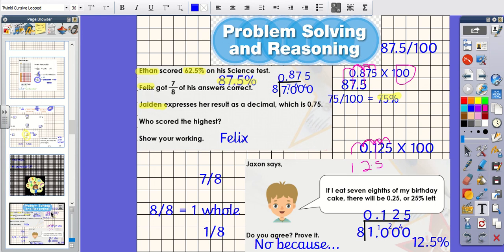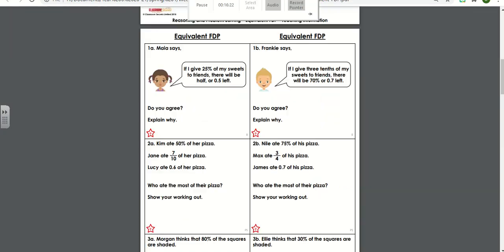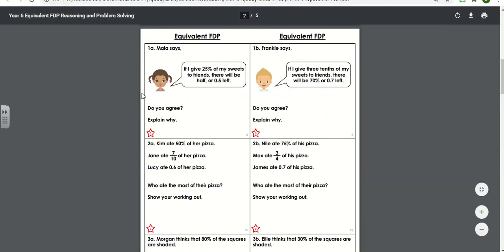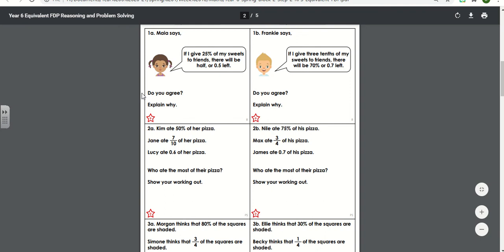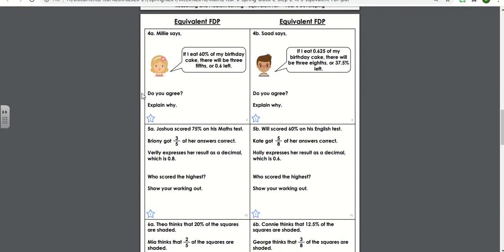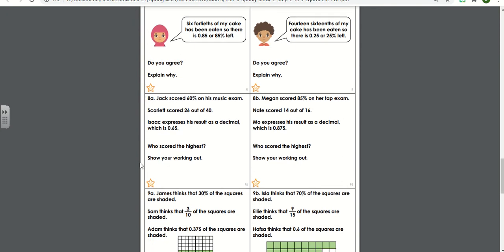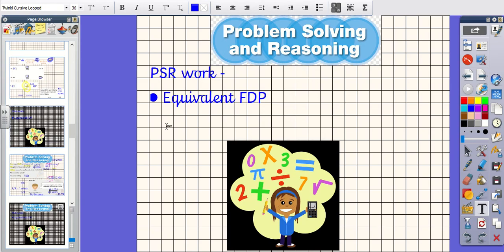Okay, a lot of working out for your problem solving and reasoning today, but please look back at this video to help you answer your questions. You have got problem solving and reasoning questions. So remember, only complete 3. So bronze, 1, 2 and 3, silver, 4, 5 and 6, and then gold, 7, 8 and 9. If you do need any help, please let us know and we will get back to you as soon as we can and help you out.